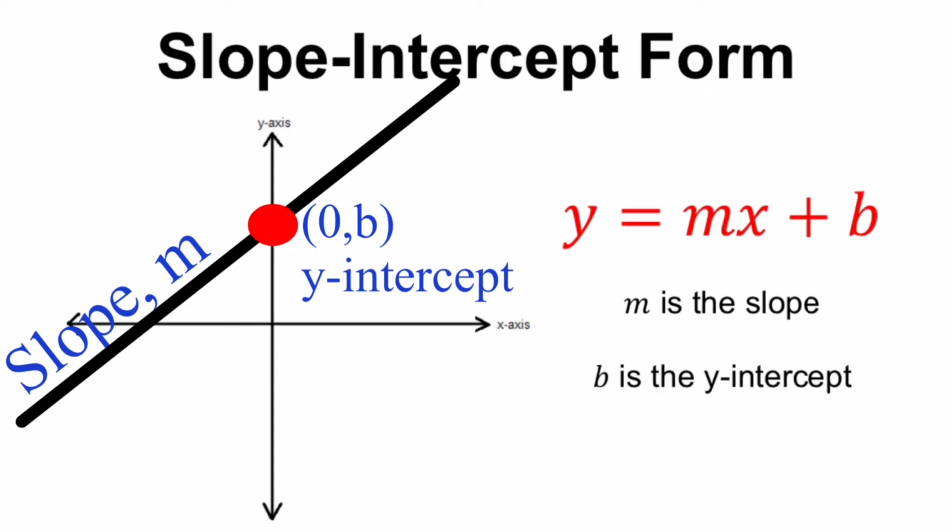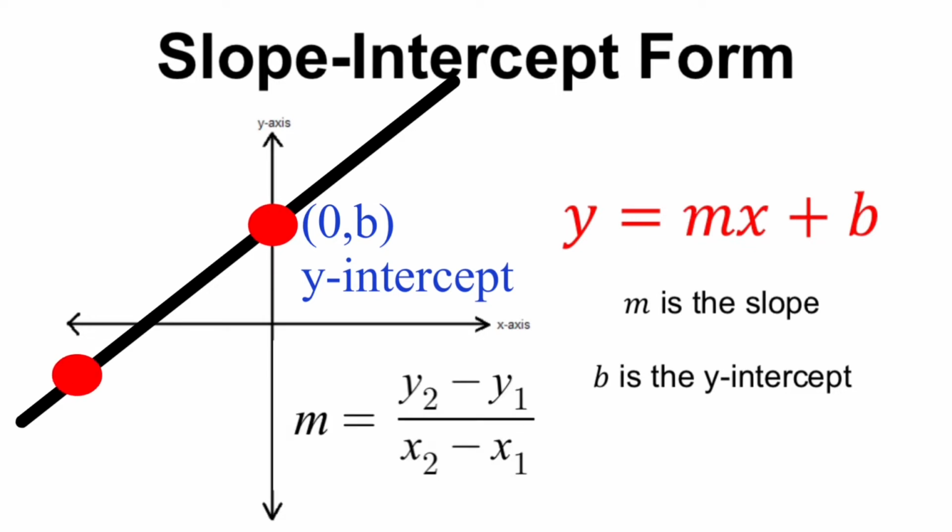On the other hand, sometimes the slope is not given, but another point is given. If another point is given, we can solve for the slope of the line using these two points, and we can still use the equation y equals mx plus b. Now let's move on to the next form.